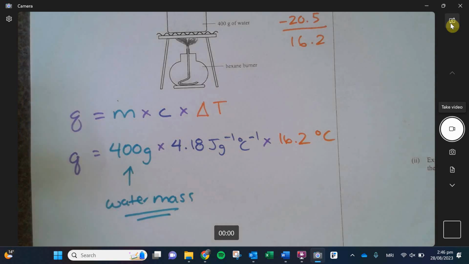Are we okay with that so far? I'm just going to bring up my calculator so we can do that math. I just brought up the camera. I want the calculator. There we go.